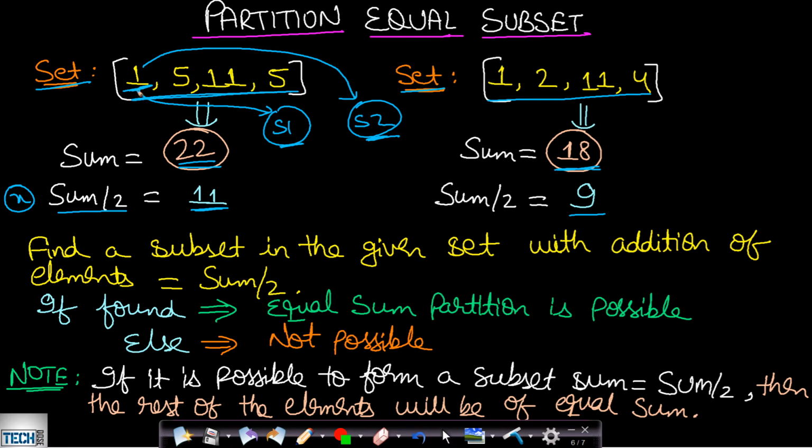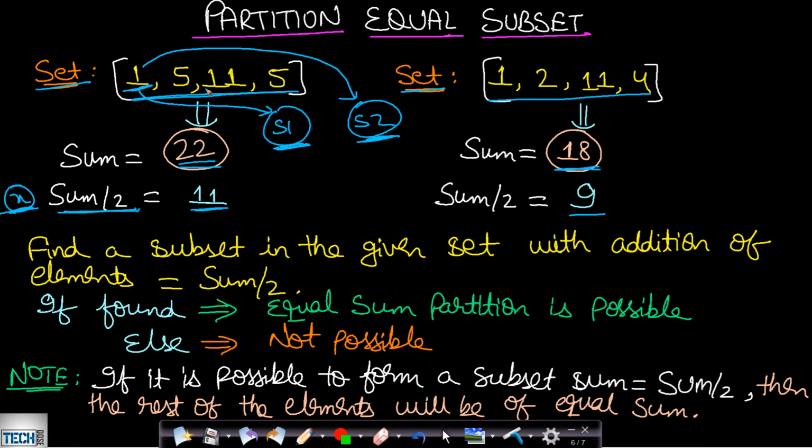So you can see that if you are able to form a subset S1 having value x, which is sum by 2, then the rest of the elements will obviously be forming a subset which is S2 having the same sum value equal to x, which is sum by 2. Okay, this is pretty logical. If you think, then you will understand it very easily.